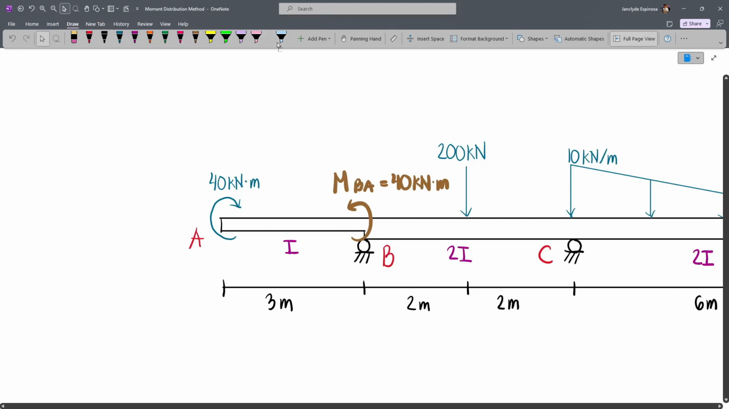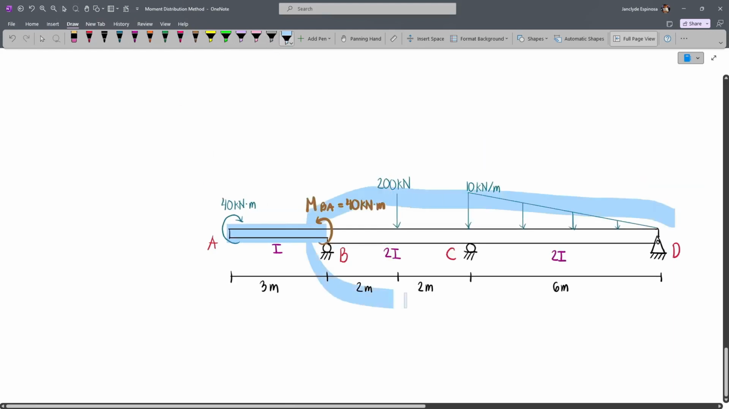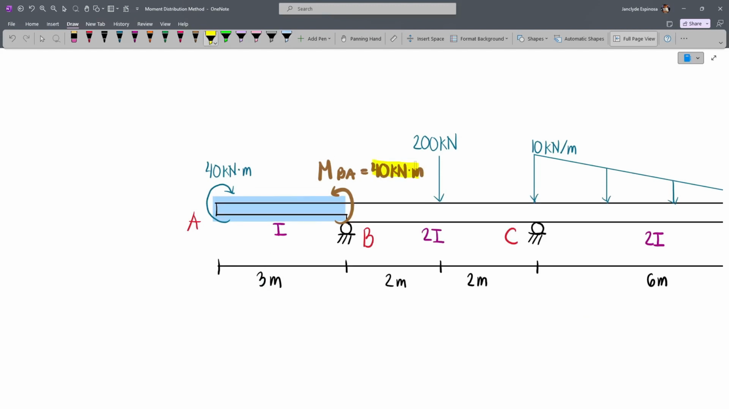And so we will just exclude this portion, AB, and then we'll just consider beam BCD. But this 40 kNm will have a bearing on our calculations, because this will be added to the fixed end moment at B, considering BC. There is a moment here, and there is also a moment here: different for the adjacent span AB, and different for the adjacent span BC.